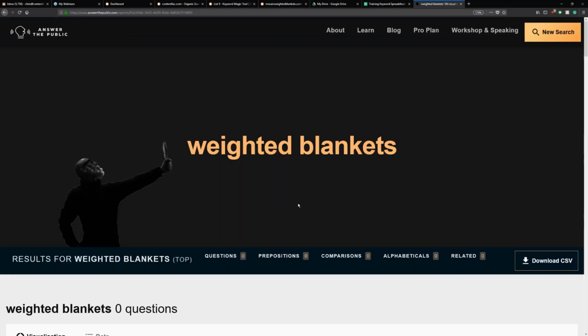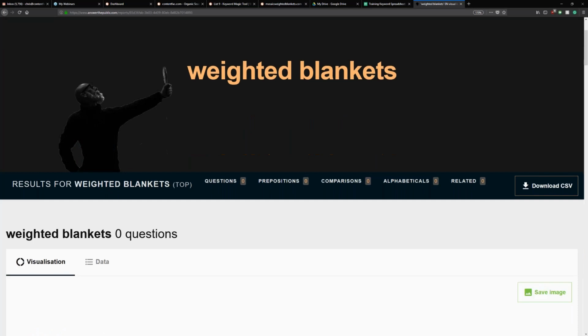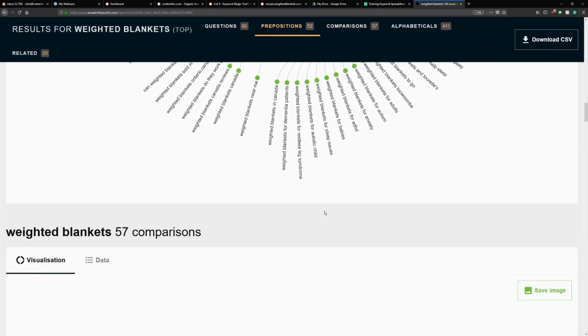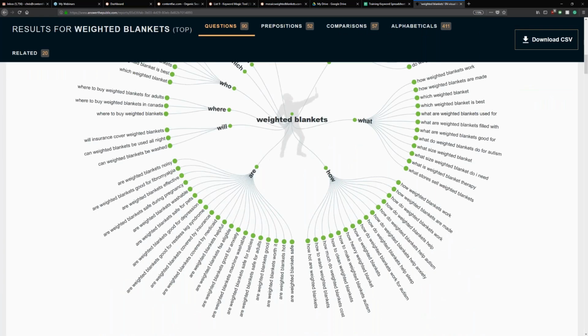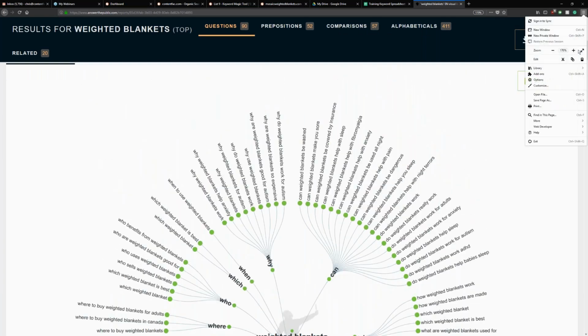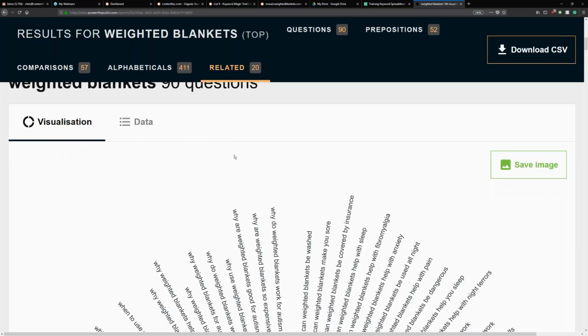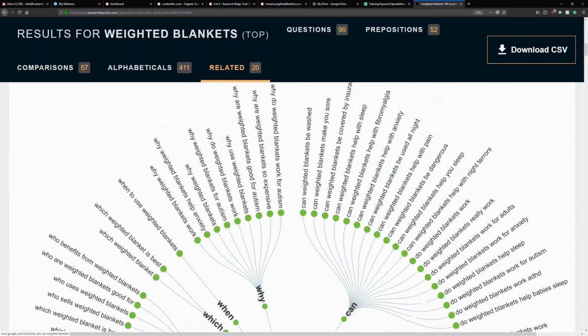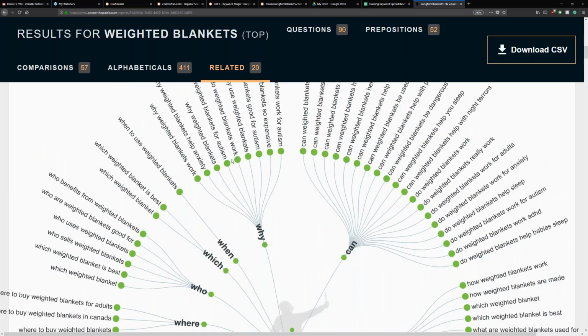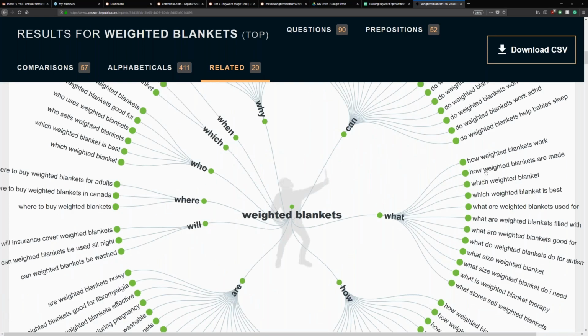It takes a hot minute to load, so I'm just going to let that do its thing and scroll a little bit. There we go, it's loaded in. I know this is going to be a little more difficult to read, so I'm going to blow this up an extra large amount. What it essentially does is go to Google and run all these queries for the initial query that you put in. So we put in weighted blankets, and it goes out and finds all these long tail keywords for that short tail keyword, keywords that people are searching for.